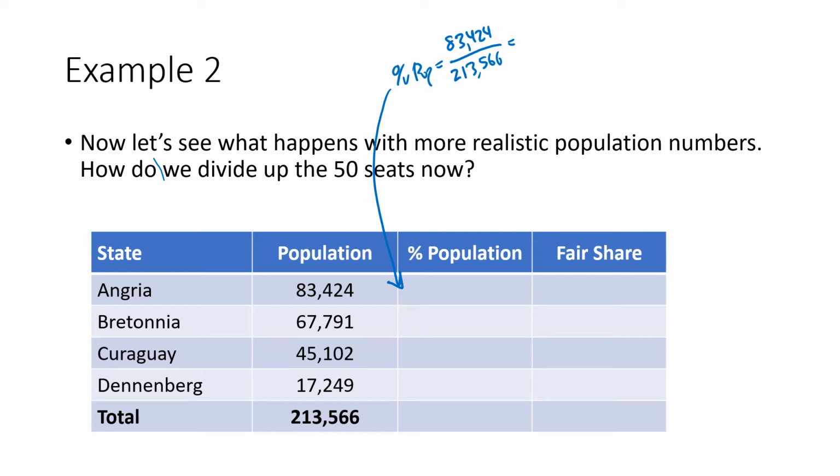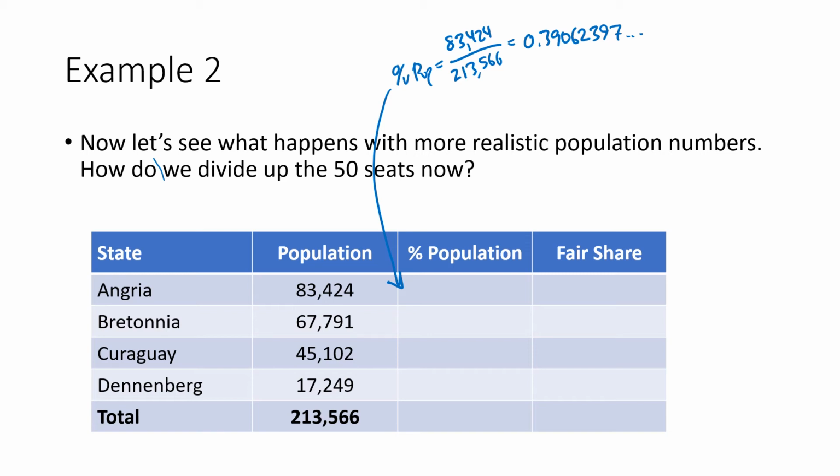So I've got 83424 divided by 213566. I'm going to work that out to get a crazy looking decimal. So I get 0.39062397 and so on. Depending on your calculator, you might have more decimal places or fewer decimal places, but it's going to be a big, nasty looking decimal.